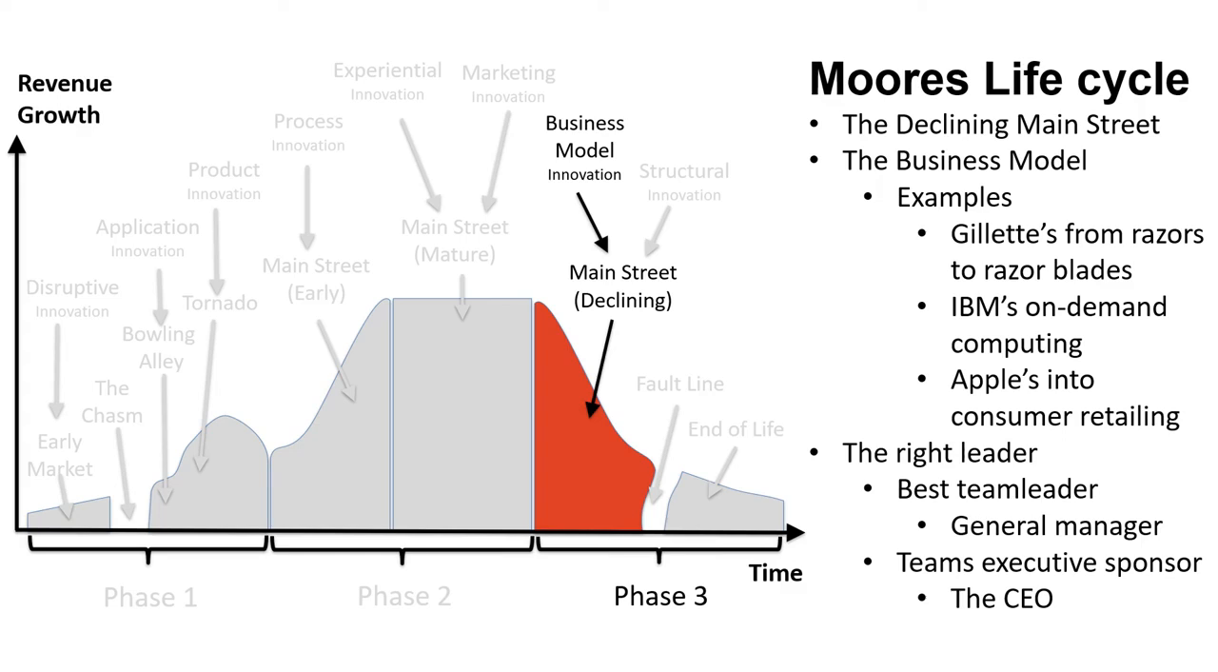The right team leader is the general manager, and the ideal sponsor is the CEO. The general manager can design a new business model that involves the entire organization. The CEO can force the other stakeholders in the organization to implement the new business model.